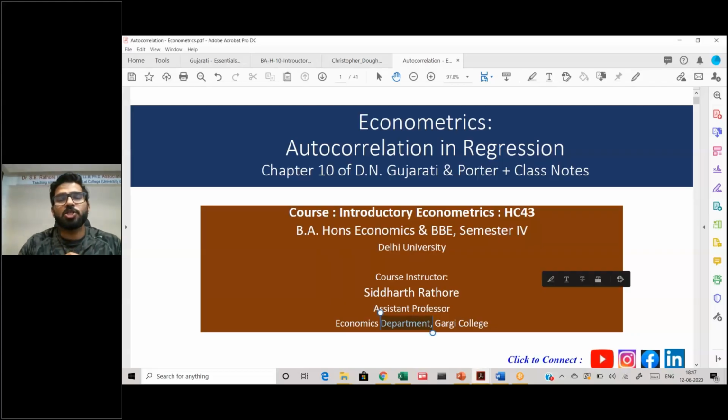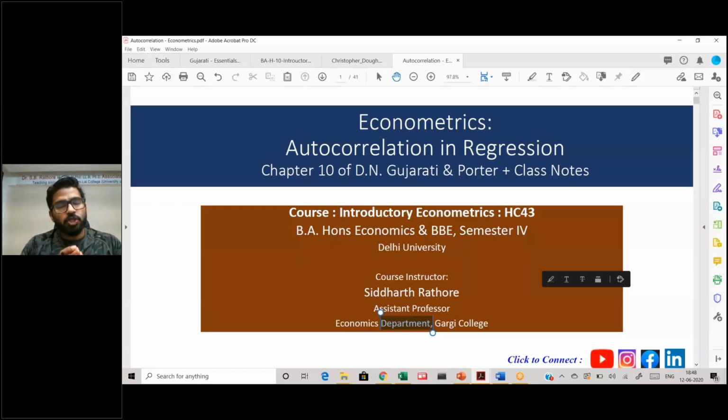So, in this particular chapter, we are going to cover autocorrelation. If you remember, one of the classical linear assumptions was that the error terms are not correlated, so the expectation of u_i u_j is equal to zero. This was one of our cardinal assumptions during the classical linear regression model, which we are going to violate in this chapter.